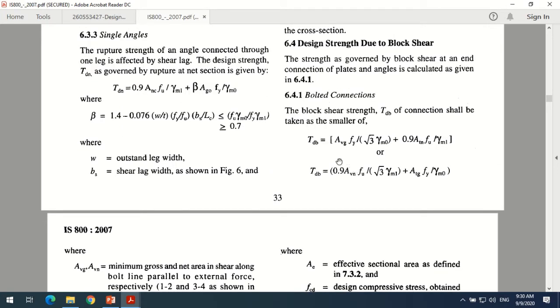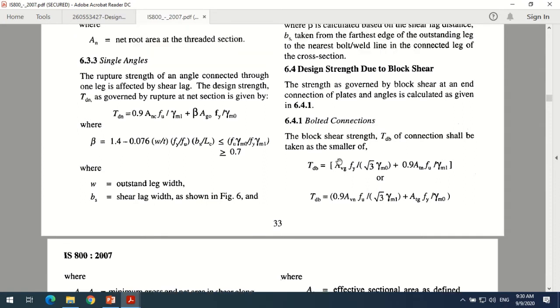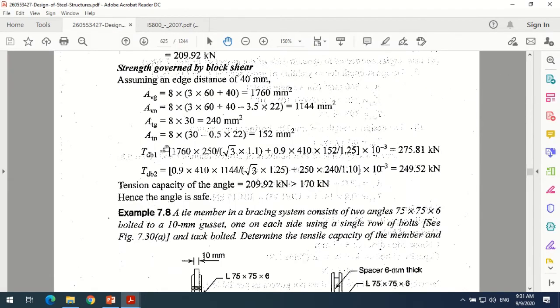After doing this, we have three different strengths. One is due to yielding, TDG. Another is due to rupture at the critical section, TDN. And one more is due to block shear, TDB. Now you compare these three values. The least one will be the design strength under tension. To ensure the member is safe, you should make sure this design strength under tension is more than the factored force within the member. That is how safety is ensured.